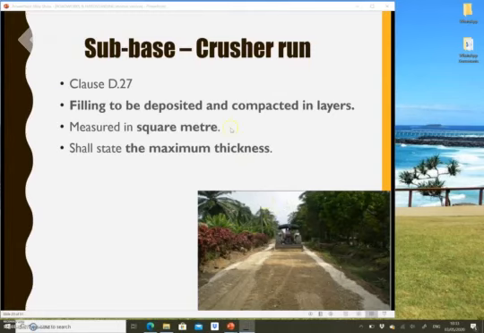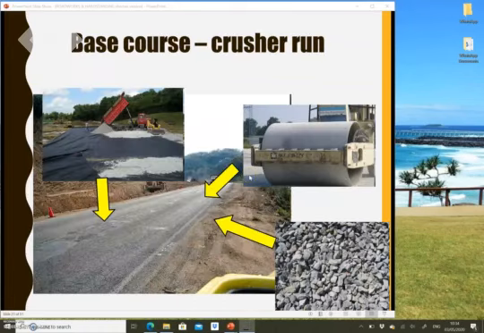The next one is a sub-base, where they are using crusher run. You need to refer to section D27. It says that filling required to be deposited and compacted in layers shall be so described, stating the maximum thickness of the layer. Maximum thickness you need to mention. This is an example of the base course crusher run. It will be laid with some extending on the side as well. They are using machineries to compact the crusher run.